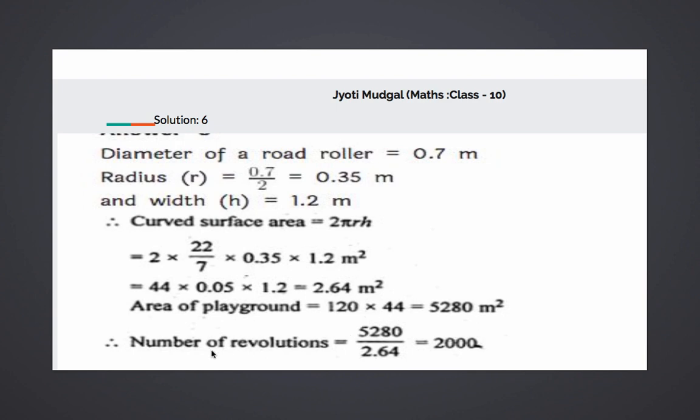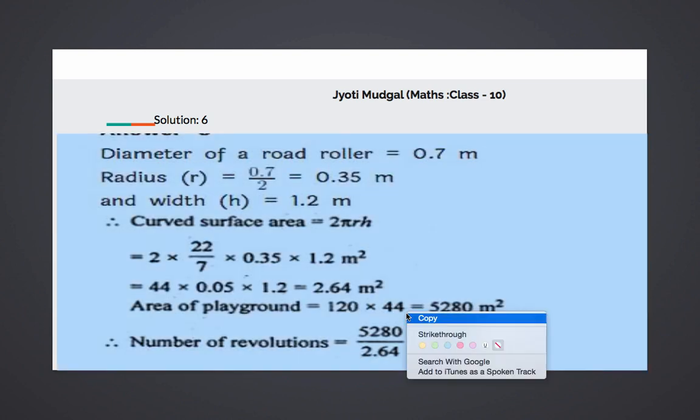So, what is the number of revolutions? We know the playground will have more area. So, area of playground upon the curved surface area of cylinder, on calculating, gives me the number of revolutions as 2000. So when the road roller rolls 2000 times, it will cover the total area of 5280 meters square of the rectangular playground. Clear? This was the sixth question.